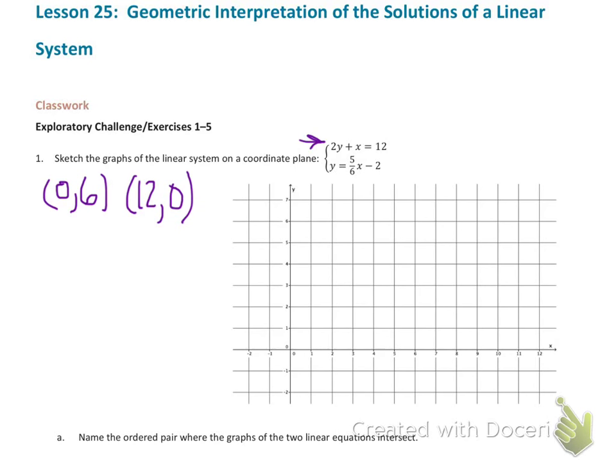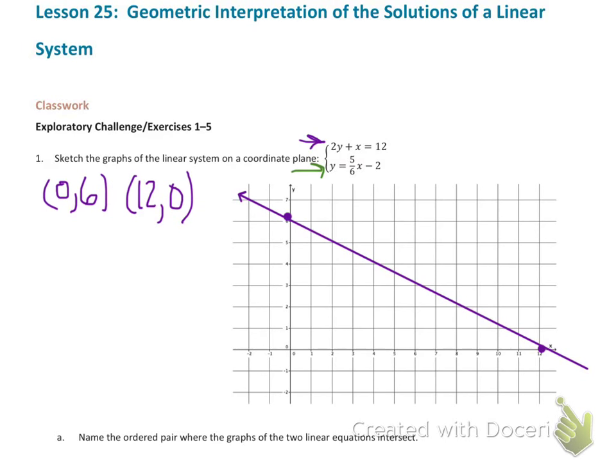I mean the point 0, 6 right there, and the point 12, 0, which is right over here. Okay, so I've got those 2 points, and I can graph the line in between them. Pretty close. Okay, so let's switch colors and we'll do another graph. We'll go green.